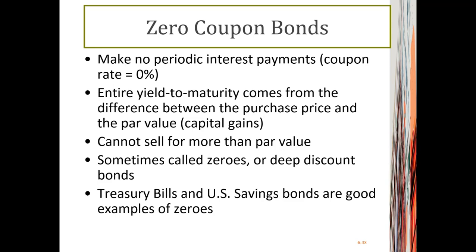And zero coupon bonds have a very unique risk-return trade-off compared to coupon bonds. A zero coupon bond carries the highest interest rate risk because there's no offsetting force from the reinvestment risk side, because it does not have coupon payments.